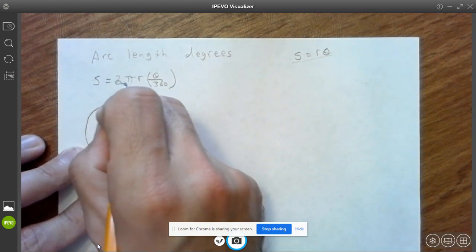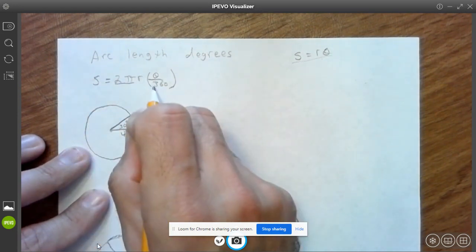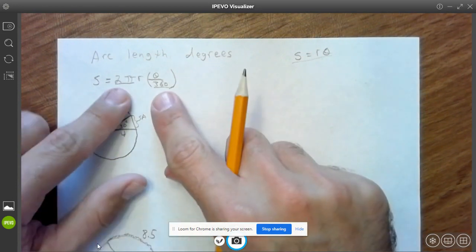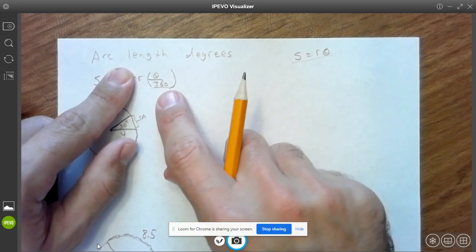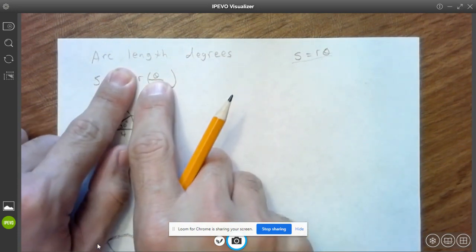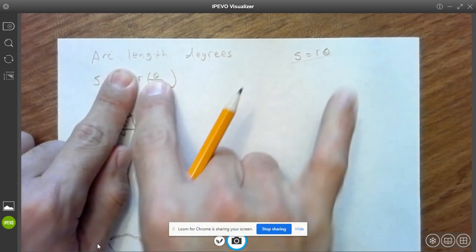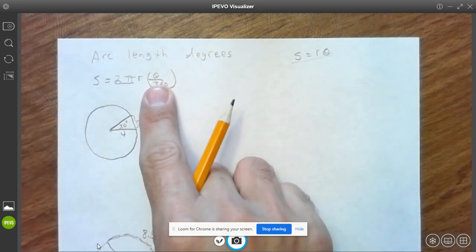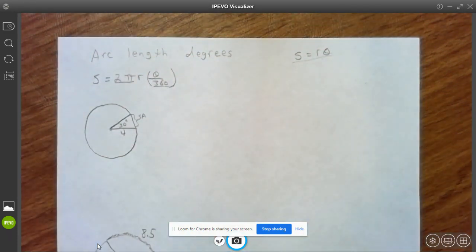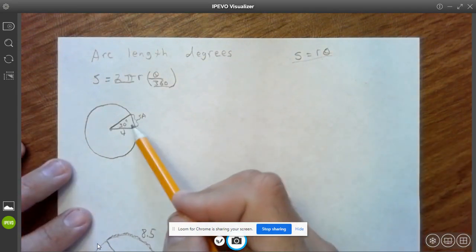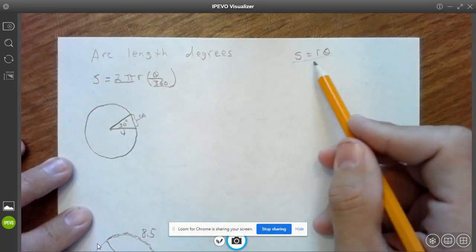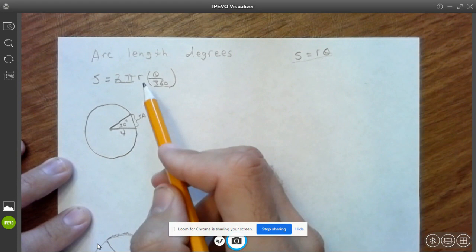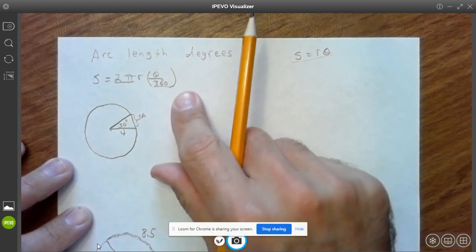They're the same formula. The 2 pi and this 360 are offsetting each other. If you ignore the 2 pi and the 360, you're left with that r theta again. Same formula as what we had up there. So that's all that's happening there. My personal opinion, if they give you degrees, I would just convert it all to radians and then use this formula. But that's me.